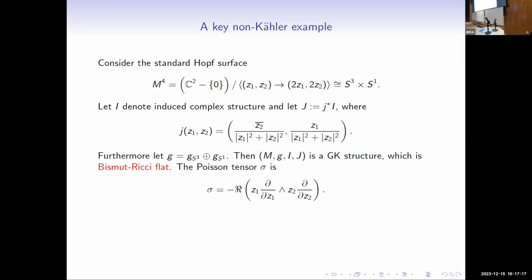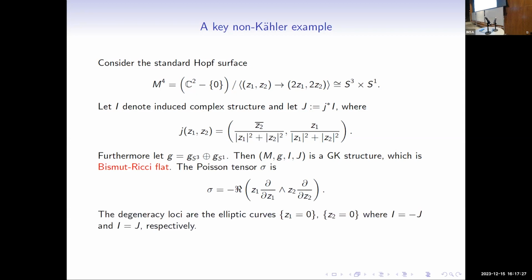And the Poisson tensor you can compute, and this is what it is: z1 z2 del z1 wedge del z2. The point is you have this degeneracy locus, so it degenerates on the two elliptic curves, z1 equals 0 and z2 equals 0. This is where I is equal to plus or minus J. And so the description of the geometry I described doesn't quite apply, because you don't even have closed spinors near this locus. Nonetheless, they are Bismut-Ricci flat.